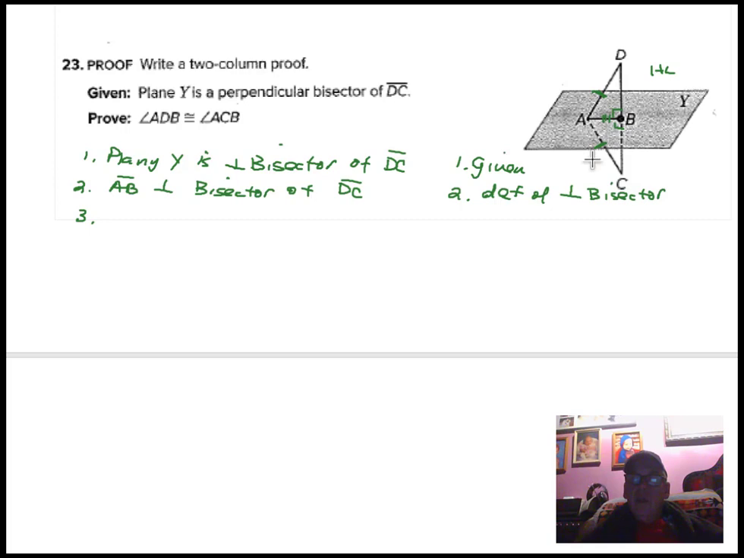So it gives us that triangle ABD and triangle ABC are right triangles. Definition of right triangle. Now we have those are right triangles. That opens up hypotenuse leg. We can say that AC is congruent to AD.